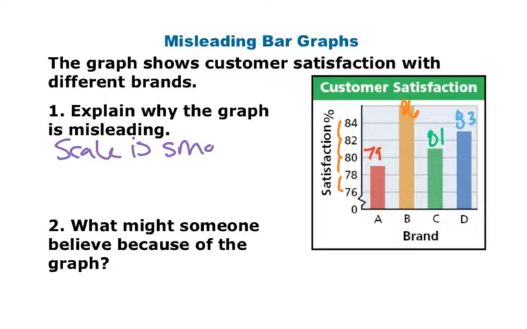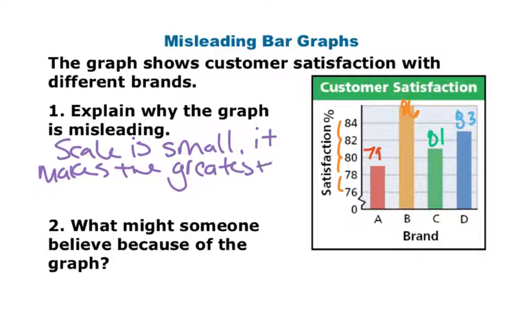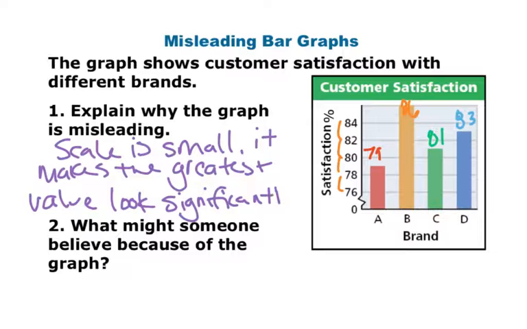And because the scale is small, it makes the greatest value look significantly greater. When in reality, if we look at it, the difference between the two largest is just 3%. So it's not that much.